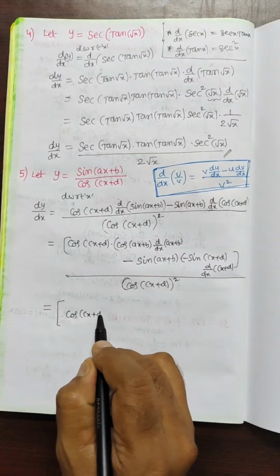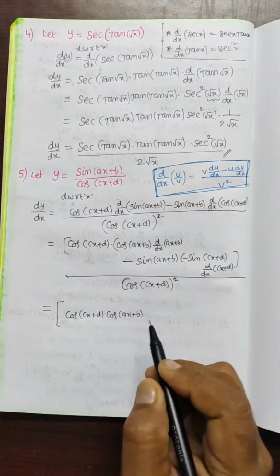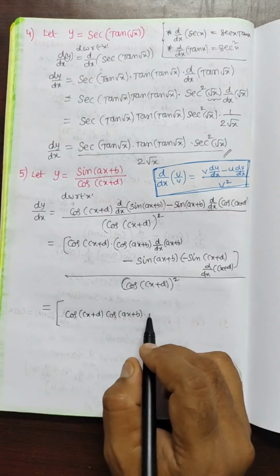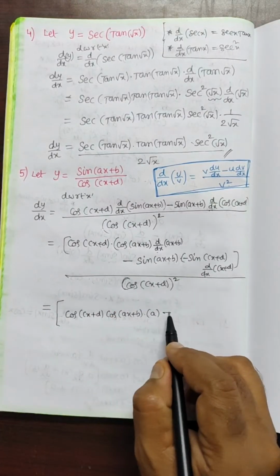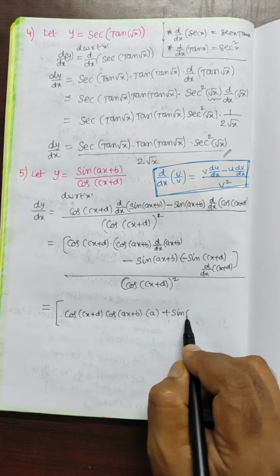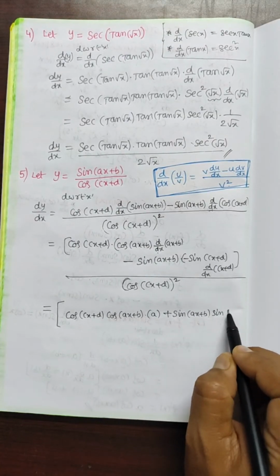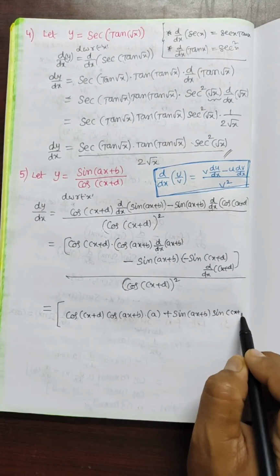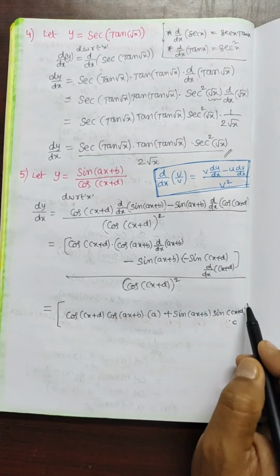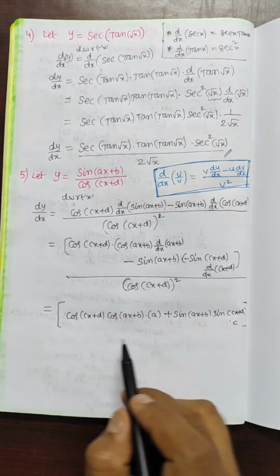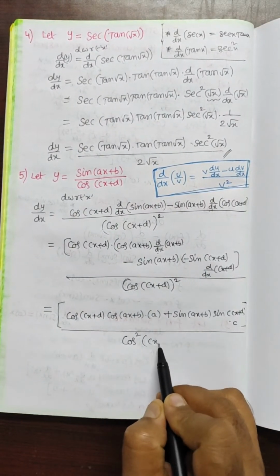Cos of cx plus d into cos of ax plus b into d by dx of ax plus b is a, minus into minus is plus, sin of ax plus b into sin of cx plus d into d by dx of cx plus d is c, whole divided by cos square of cx plus d.